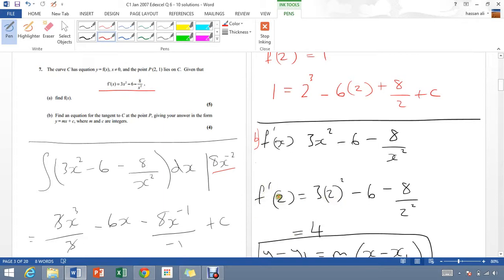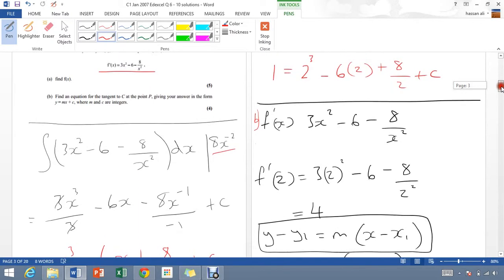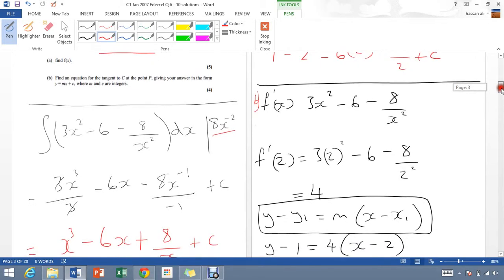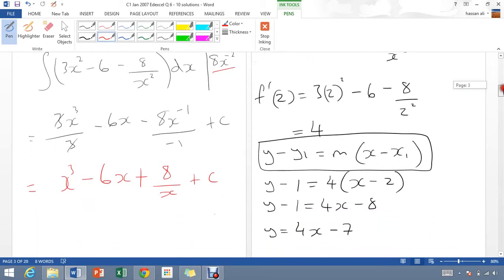Right, so show it like this. f dash of 2 will equal 3 times 2 squared minus 6 minus 8 over 2 squared, and that should give you 4. Now this is the equation you need to be familiar with: y minus y1 equals m times x minus x1. For y1, you use what they're giving you, which was 1, and for x1 you use 2. The value of m we found out, which is 4 over here. So when you simplify this and multiply out the bracket, it is now in the format y equals mx plus c, but in this case c is minus 7.